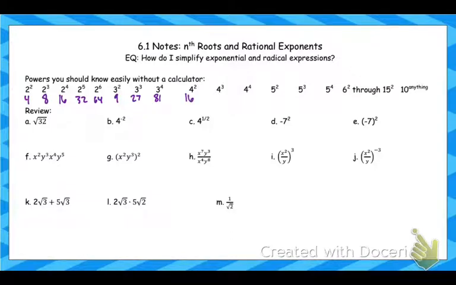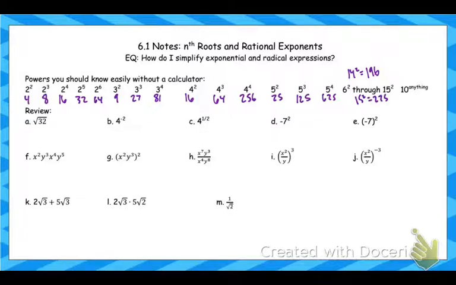4 squared is 16, 4 to the third is 64, 4 to the fourth is 256, then we've got 25, 125, 625, and then 6 squared, 7 squared, etc. I'm not going to get into all those, but maybe some of the ones you may not remember would be like 14 squared, which is 196, or 15 squared, which is 225.